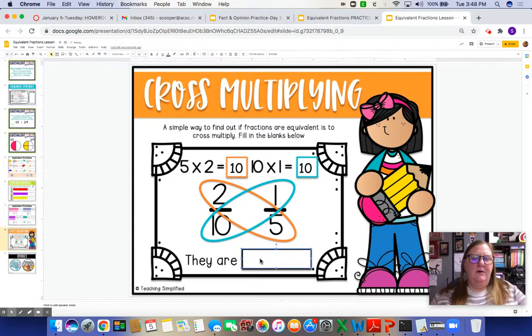So they are equivalent or equal to each other. You could put either one. So hopefully you get to practice this a little bit and you'll understand it more. Just remember to look, the pieces have to be the same, equal shape and size to be equivalent. And make sure to cross multiply to check and make sure that you get the same product or answer for your multiplication problem.